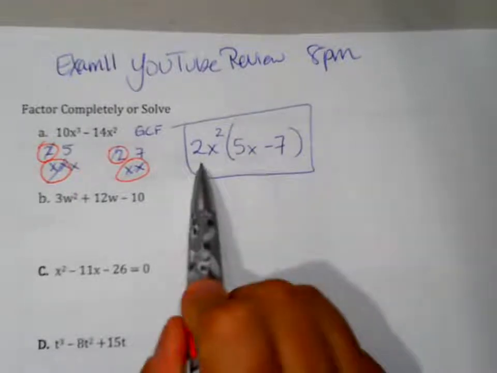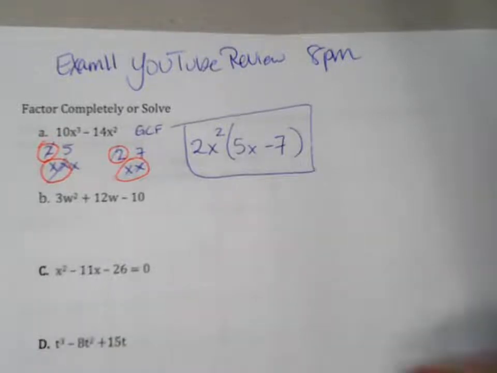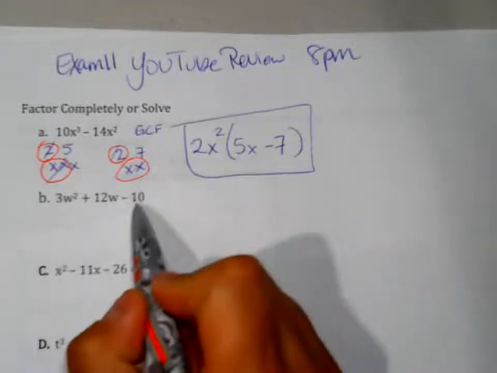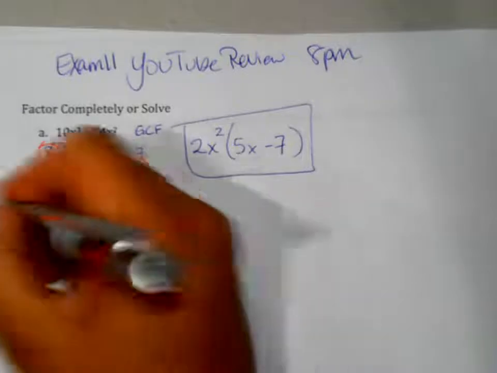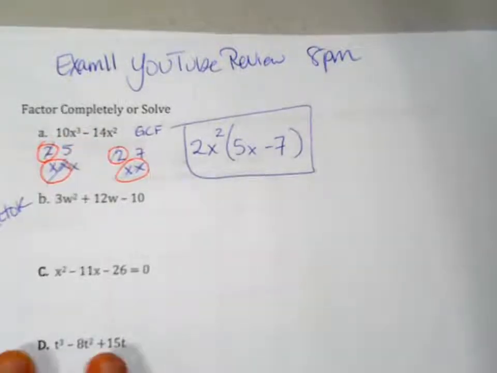Okay, so there's the first one. B, factor completely or solve. Again, there's no equal sign in here, so you have to factor. This one's another one you got to factor.